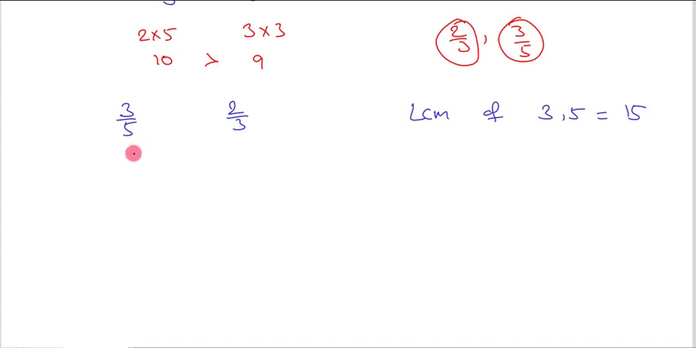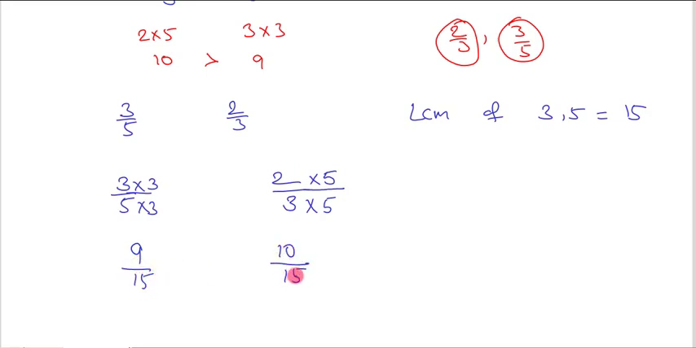So for that, if you observe, the denominator of the first fraction is 5. To make this 5 into 15, you need to multiply it by 3. So the numerator also should be multiplied by 3. And if you take 2 by 3, the denominator is 3. To make this 3 into 15, you need to multiply this by 5. So the numerator also should be multiplied by 5. So 3 3s are 9 by 15 and 10 by 15. Now our first step is completed and we made them into like fractions.